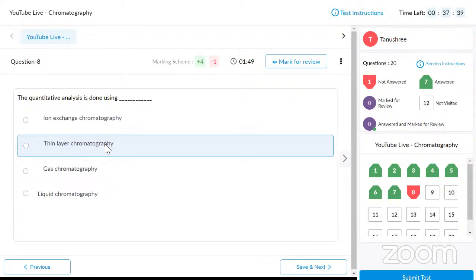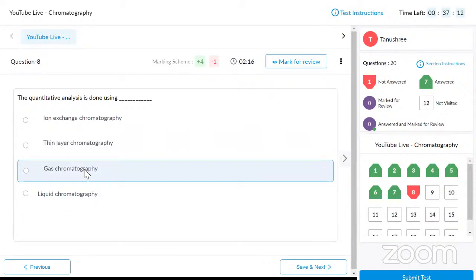A thin layer chromatography will become a quantitative technique only when you are going to use high performance thin layer chromatography, that is HPTLC. In HPTLC, the bandwidths and everything are calculated by an instrument and a detector, and they will give you the exact concentration of the sample applied. So thin layer chromatography alone will not give you a quantitative analysis, but it will give you a qualitative analysis.